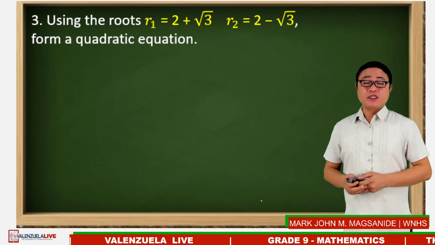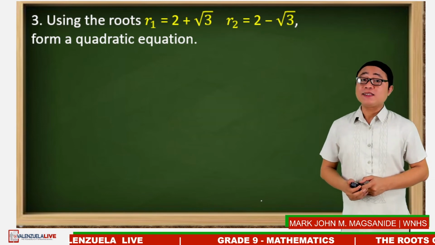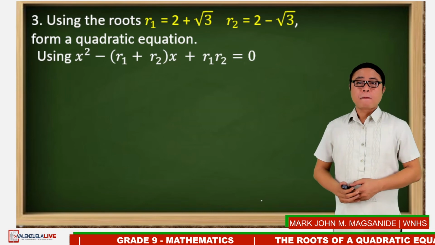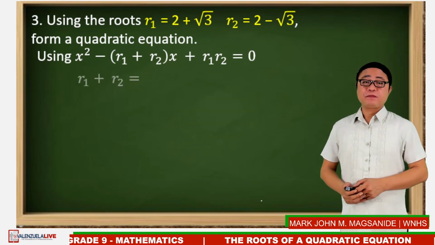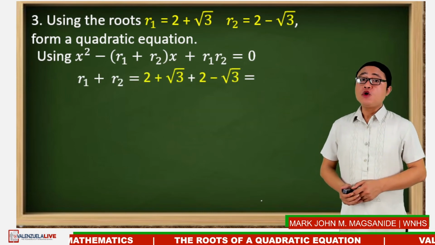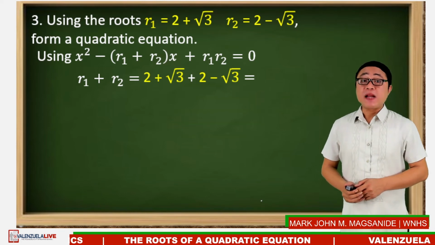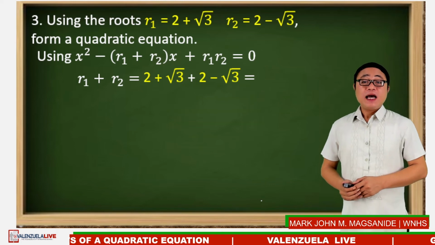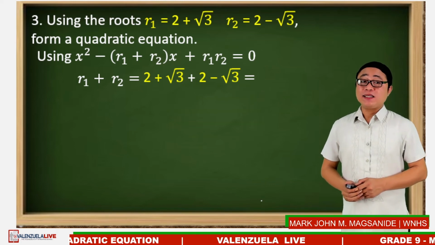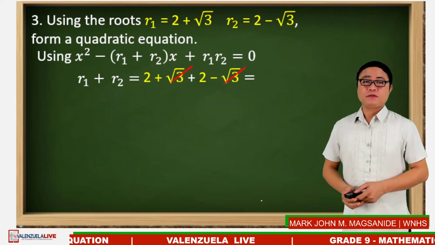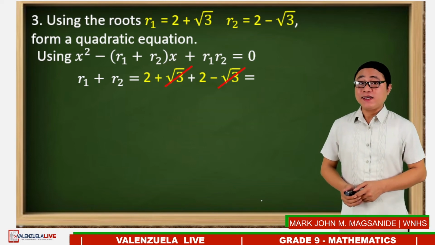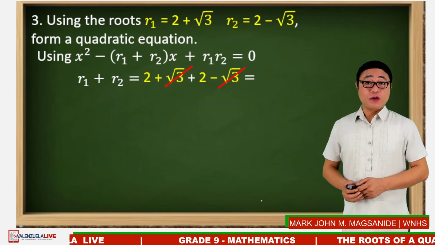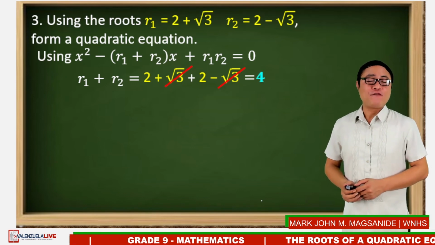For the sum of the roots, get the sum of the two given roots. So we have 2 plus square root of 3 plus 2 minus square root of 3. Notice that the radical term when added is equal to 0. What remains is 2 plus 2. Therefore, the sum of the roots is equal to, yes, 4.